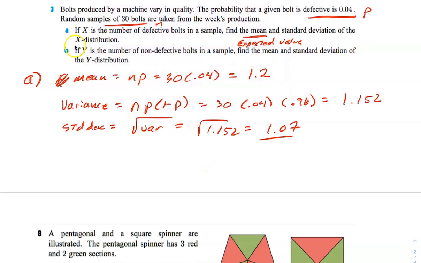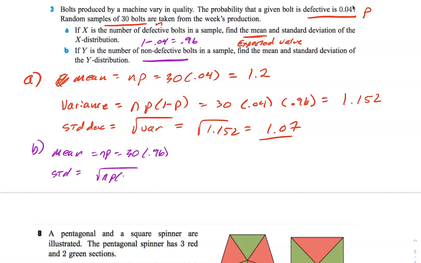Part B, we do the same thing. If y is the number of non-defective votes in the sample, find the mean and standard deviation. Well, the probability of defective is 0.04, so non-defective would be 1 minus that, which is 0.96. So it's the exact same thing. Our mean would just be n times p, in this case 30 times 0.96. And then our standard deviation, we'll just skip a step and put the square root of n times p times 1 minus p, where it's 30 times 0.96 times 0.04.